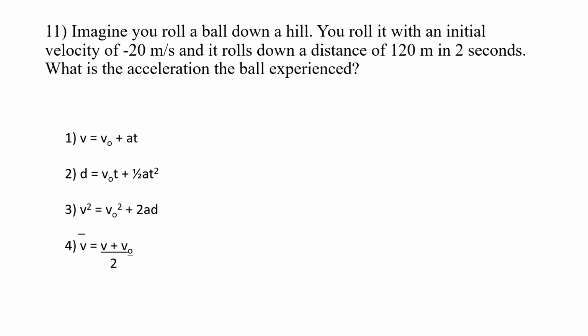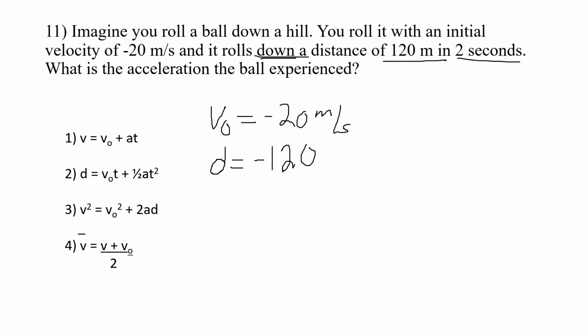Imagine you roll a ball down a hill. Okay, so the ball's going down a hill. You roll it with an initial velocity. Well, that was easy. It just gave me an initial velocity. This is going to be easy. And it rolls down a distance of 120 meters in 2 seconds. Down. Don't forget, down means a negative direction. That's something that people will definitely forget. What is the acceleration the ball experiences?